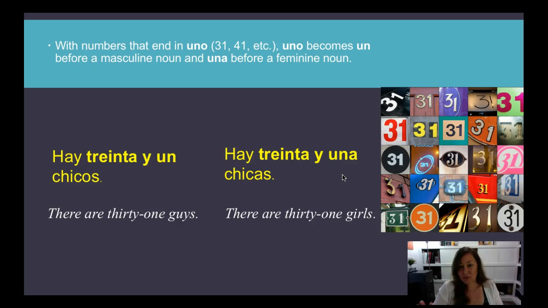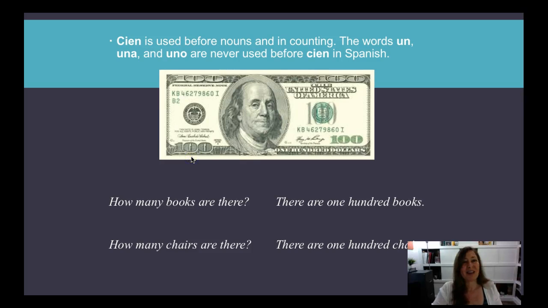Now, just as a supposition, you're out in the Spanish-speaking world, and it's very important that you communicate. There are 31 guys over there, and you say, hay 31 chicos. What's going to happen? Nothing. Your communication would still be effective. You would still be understood. This is just some of the finer points to point out to you.